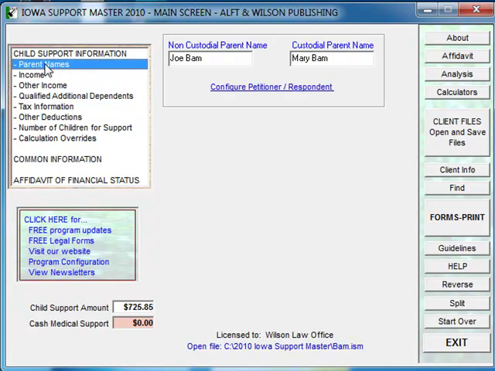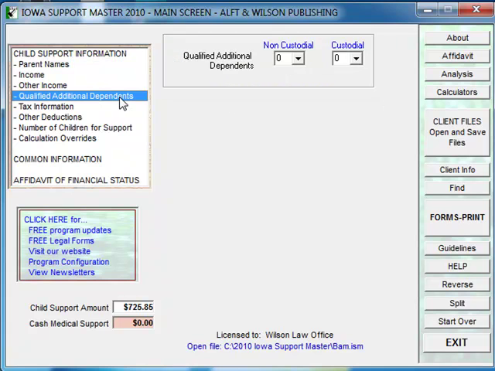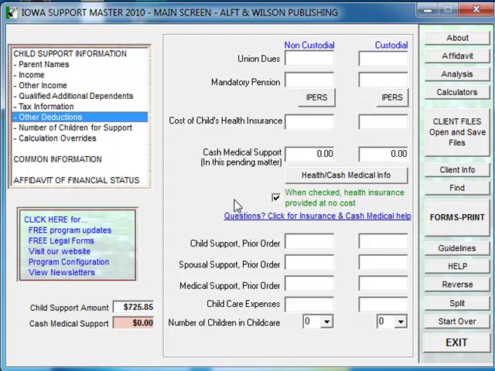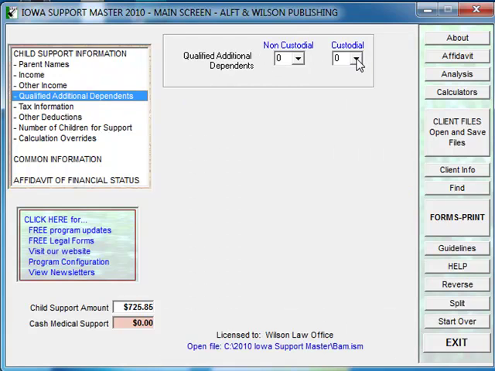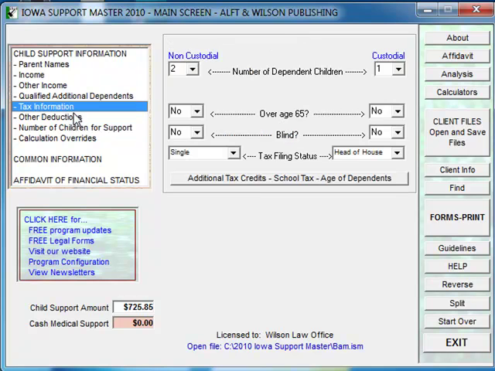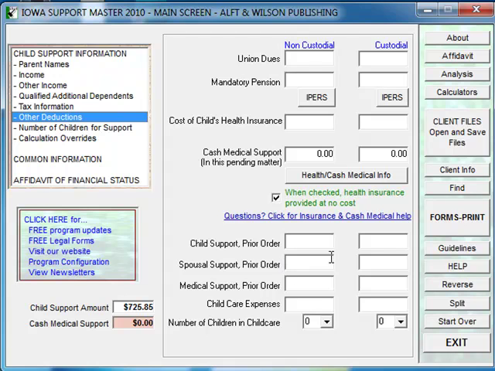Now the same thing applies for Mary. If in your particular example you're representing Joe and Joe tells you, "Well, Mary's got a child from a prior relationship and that child was living with them," then the question is, does Mary have an obligation to pay child support? If she does not, then Mary is allowed to claim one qualified additional dependent here in the program. Now remember, you cannot claim both a qualified additional dependent and support actually being paid. You can't put both those in there.